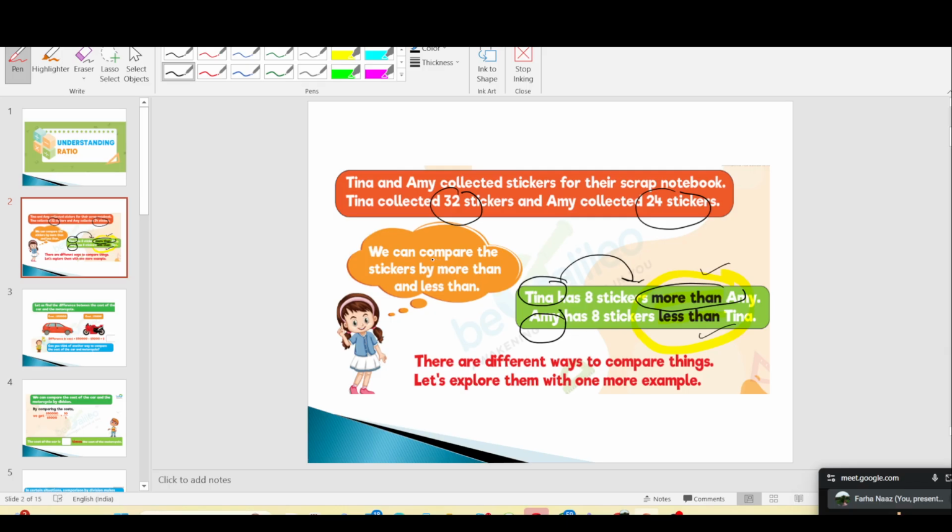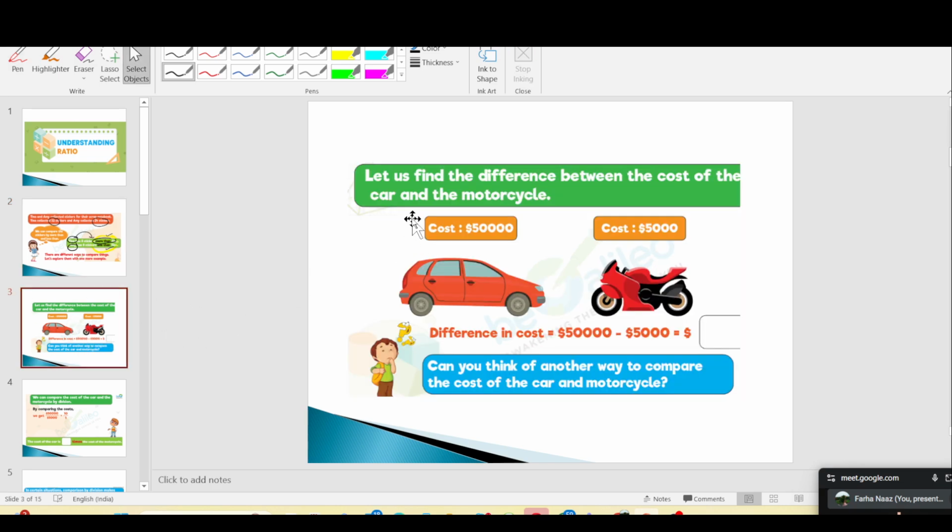Like I have 5 more pens than you, this type of thing we talk about in class with our friends, that I have 5 more pens than you. So this is just a comparison, right? So let us find the difference between the cost of a car and a motorcycle. The other way of comparing is by finding the difference, right?